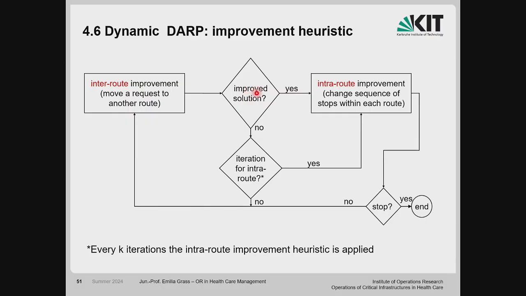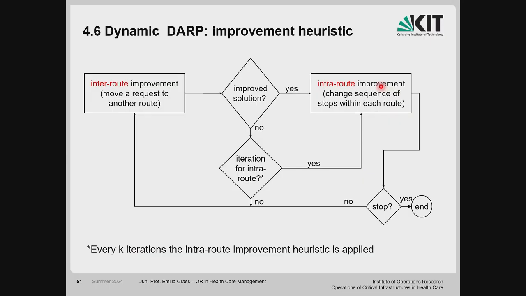If this does improve our route, then we do an intra-route improvement, which means that we change the sequence of stops within each route. So we have done one route and then we change the patient delivery sequence. If the stopping criterion is fulfilled, then everything is fine. If not, we go back and start again with the inter-route movement first. And then after several iterations, every k iterations, we stop and do the intra-route improvement.